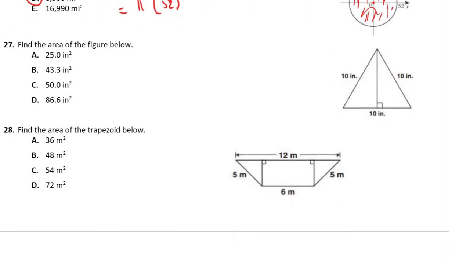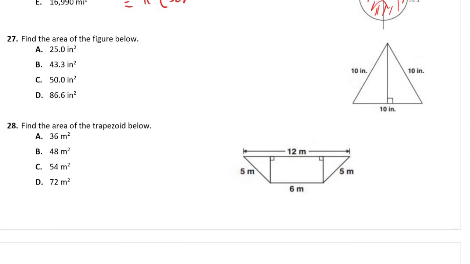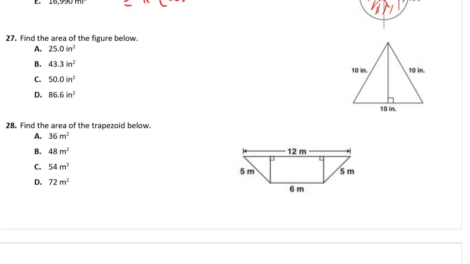Now, number 27, we're given an equilateral triangle, okay? We have to find the area of the figure. You have to remember that the area of a triangle is half of the base times the height. So the base is 10, okay? Half of 10. And then what is the height? We need to put a number there.